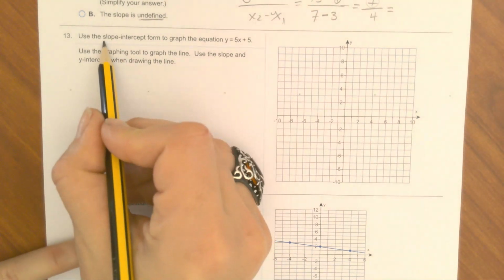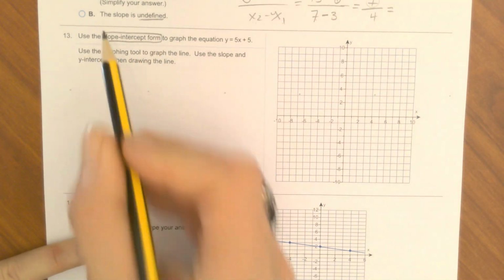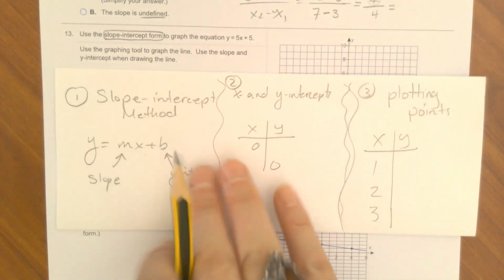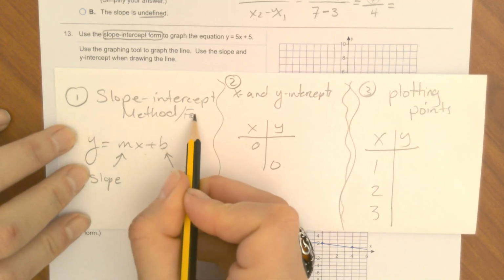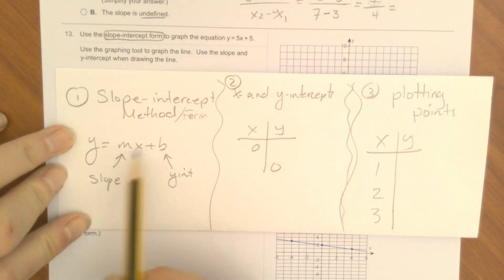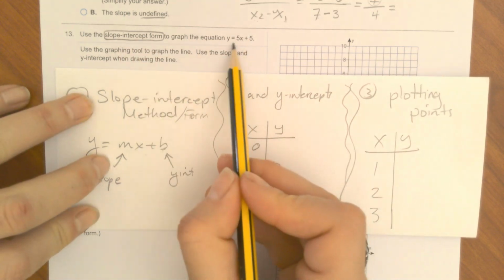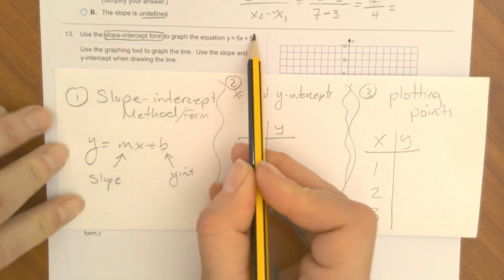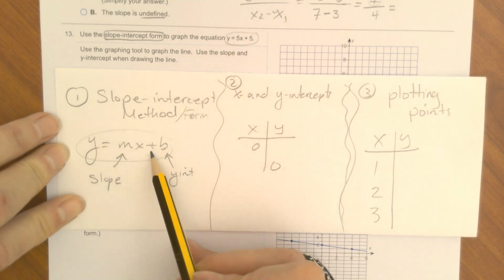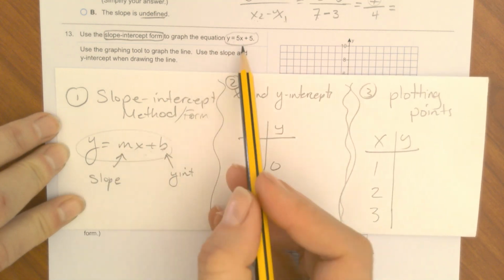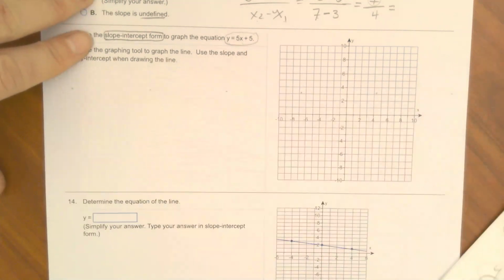It says use the slope-intercept method, or form, same thing. Okay, so if you didn't read this, you just went y equals, oh, that looks exactly like this. It's in the correct form.